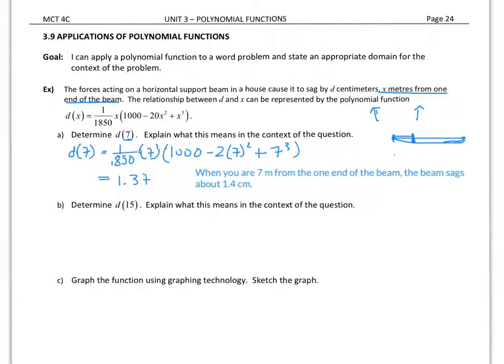All right, try part B, evaluate d at 15, and again, explain what it means in the context of the question. Part C, you're just going to graph the function using graphing technology and sketch the graph in the space provided.